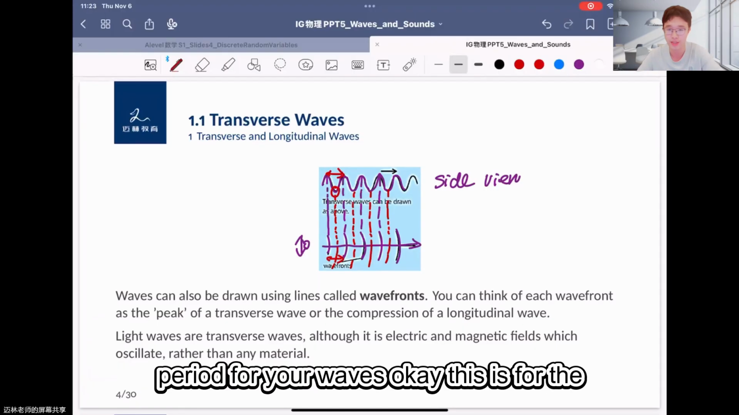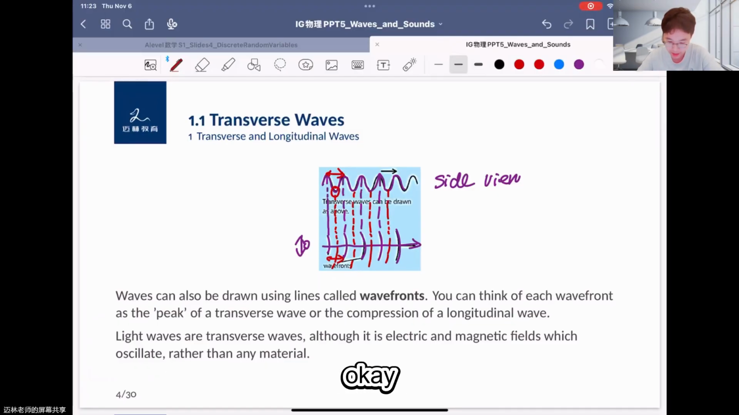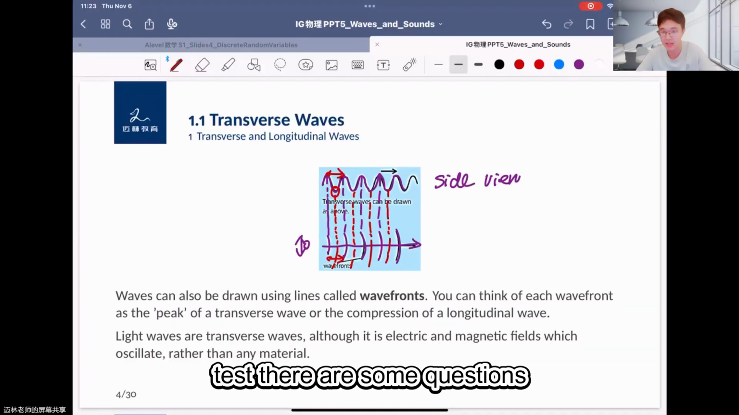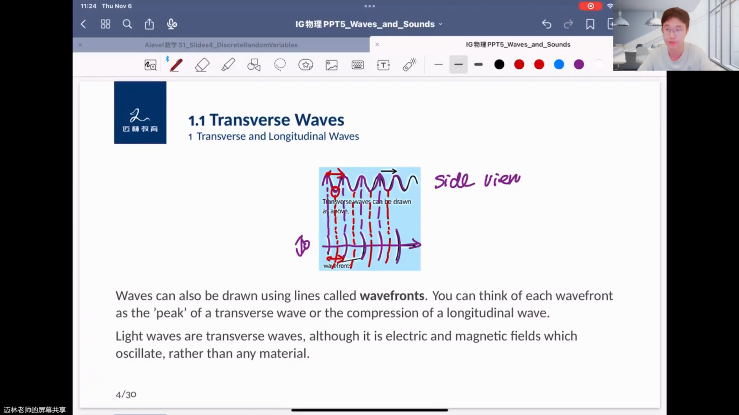So this is for the transverse wave, to help you understand it, okay? So here you may find in our IGCSE test, there are some questions that combine side views and bird's-eye views. Okay, you can try to distinguish between them.